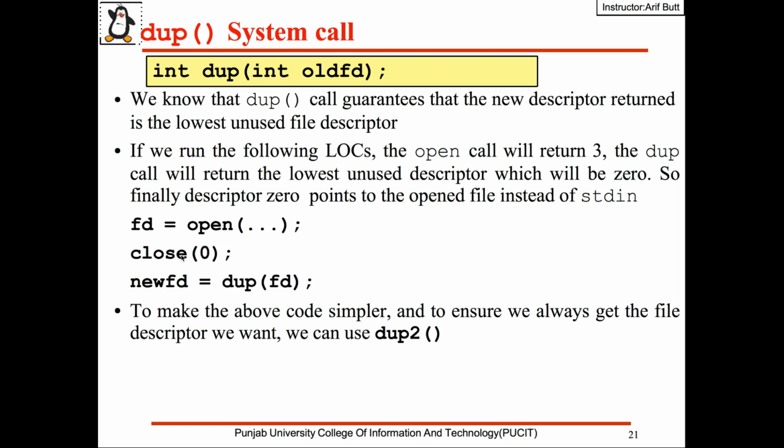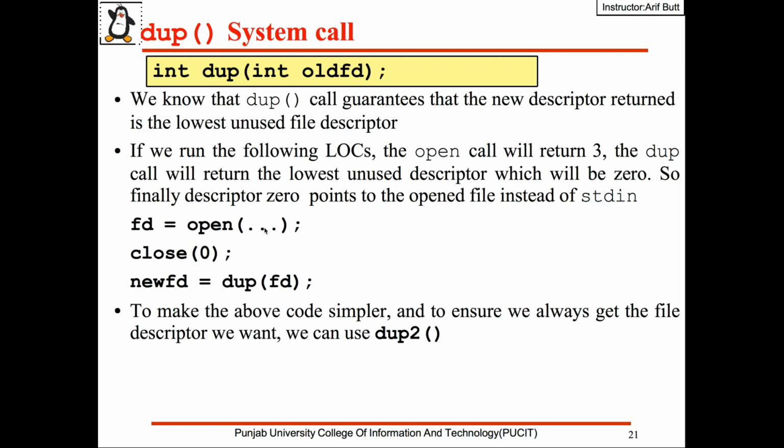The dup call will return the lowest unused descriptor, and since we have closed the 0 descriptor over here, it will be 0. So finally, after these 3 lines of code execute, descriptor 0 will be pointing to the open file which has been opened over here instead of the stdin.